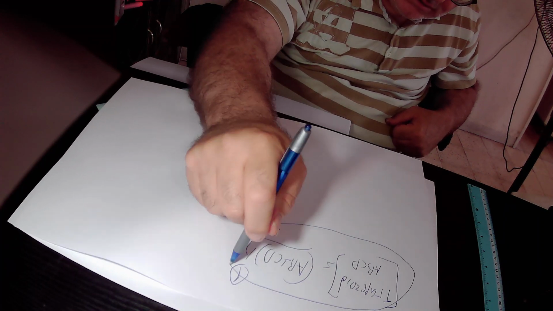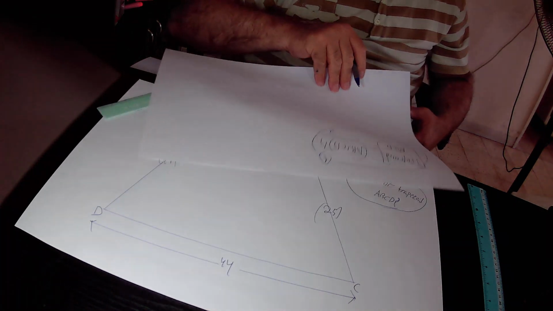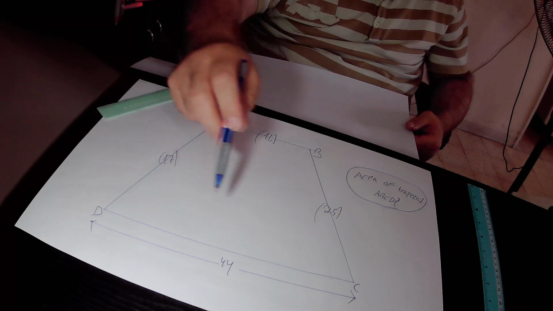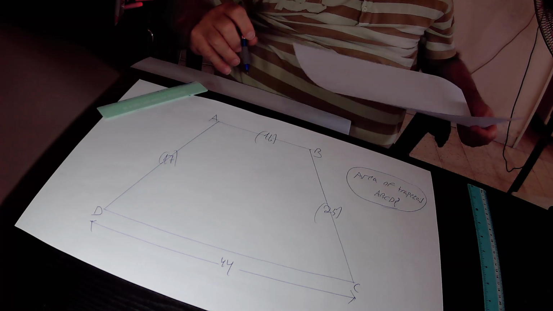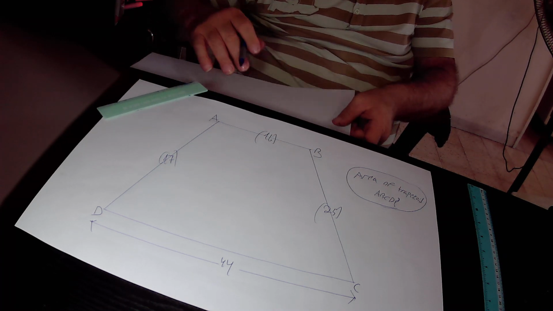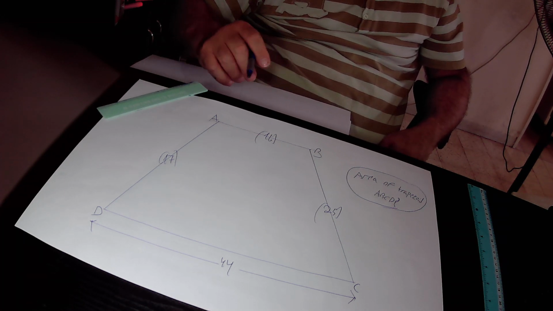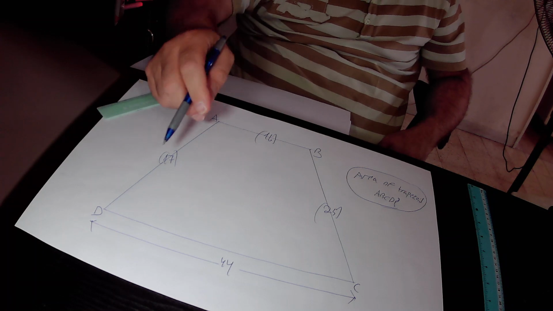The height h must create 90 degrees with the two parallel bases AB and DC. So in order to find the area of this trapezoid ABCD, we will do a construction, that is to say, from this point A, we will draw a perpendicular on DC.